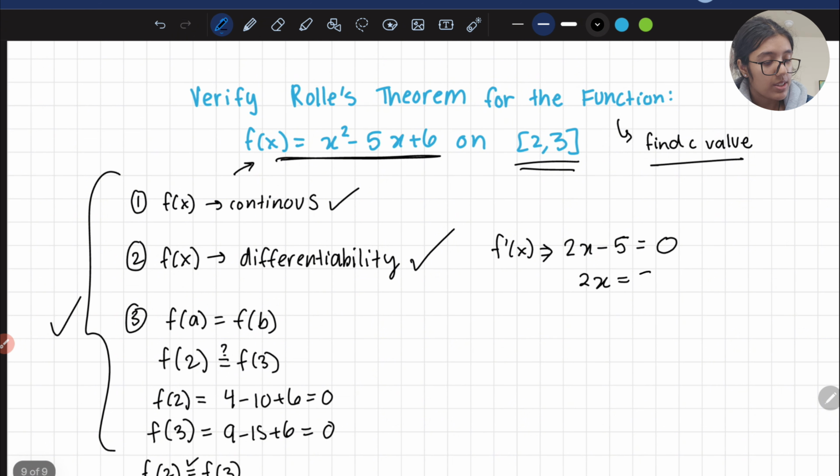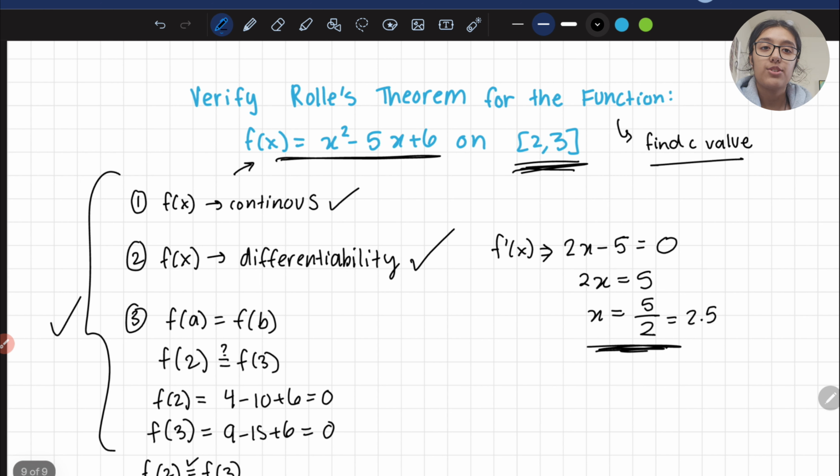So we have 2x is equal to 5. X is equal to 5 over 2. Okay, x is equal to 5 over 2. This is where the tangent of the graph is going to be just a straight line. Its slope is going to be 0. And that's exactly what Rolle's theorem states. And in this case, we also have to check if this c value actually lies within the domain. So 5 halves is equal to 2.5, and 2.5 lies in the domain of 2 to 3. So in this case, c is equal to 2.5.